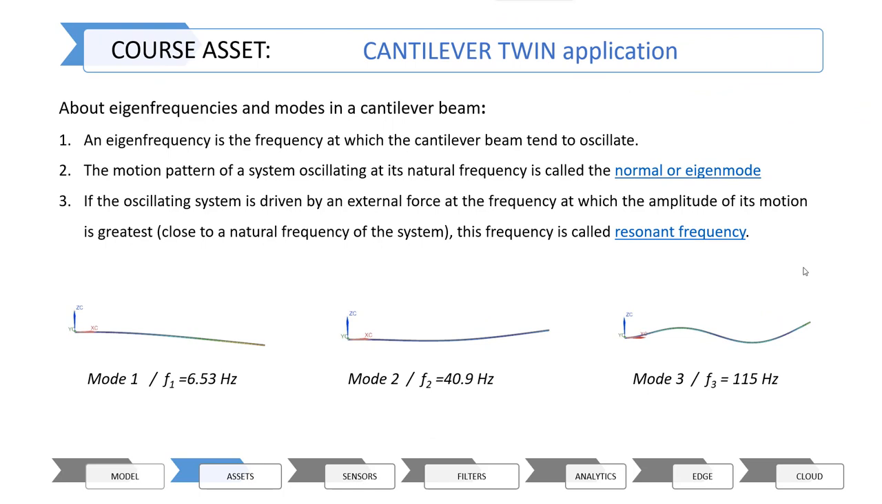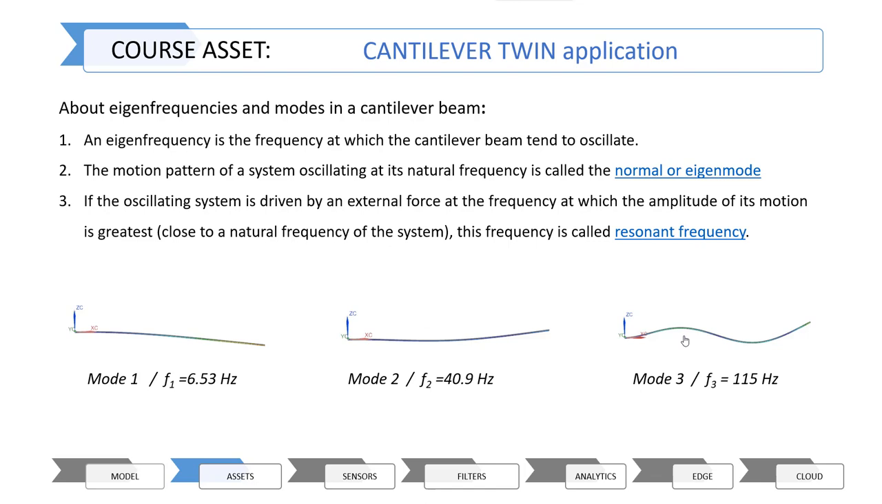Okay, let's recap the basics. An eigenfrequency is the frequency at which the cantilever beam tends to oscillate. And all structures have an almost infinite number of eigenfrequencies. But for this example, we see the three lowest eigenfrequencies of the cantilever beam. These are 6.53, 40.9 and 115 Hz. And for each of these eigenfrequencies, there is a corresponding mode shape. And here you see the first mode shape, the second and third mode shape.